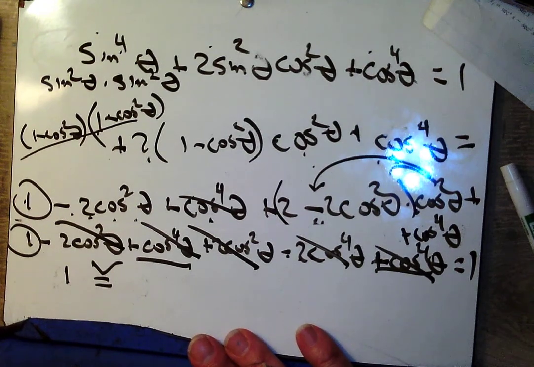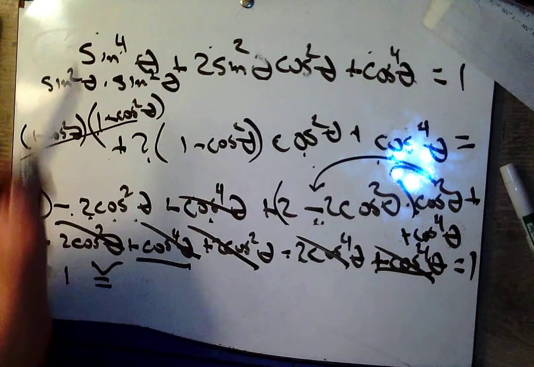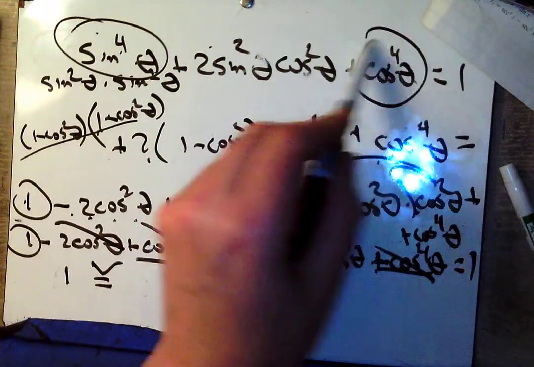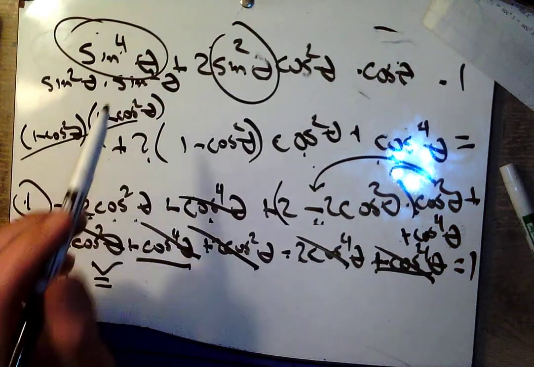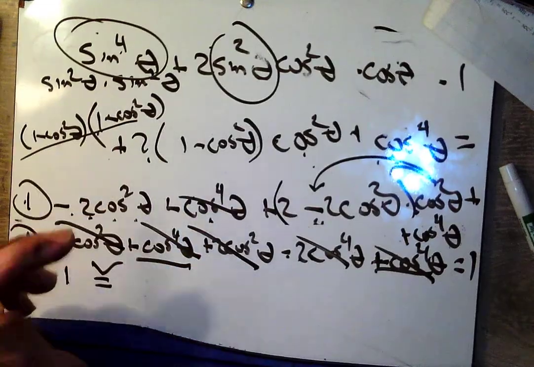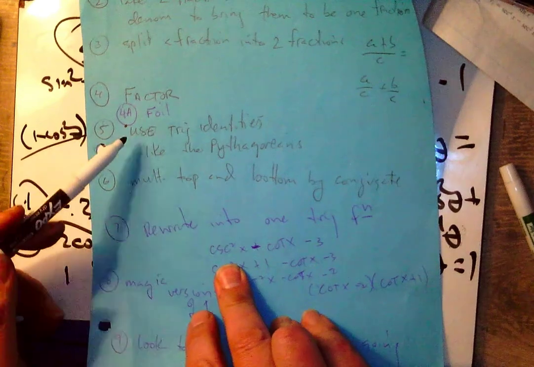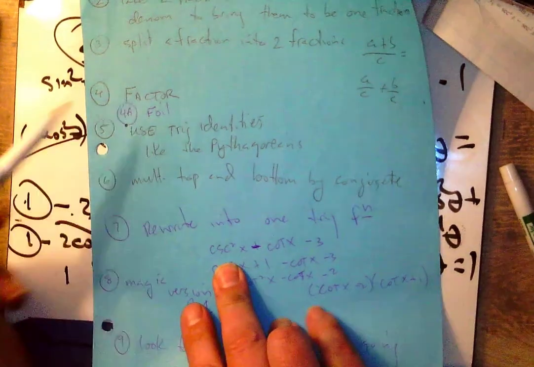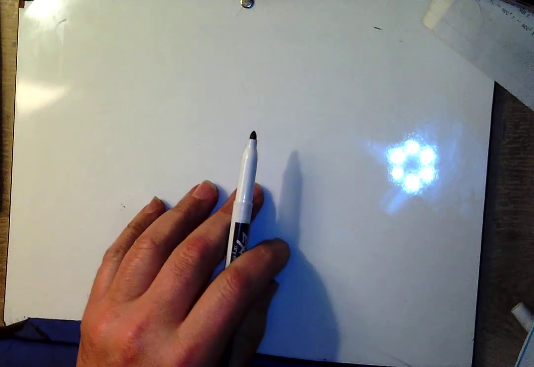I would much rather do it the way I did it, though. But yeah, you can use your identities here, right? Isn't that what we did? We broke this up and broke this up. We broke these up. And we did that strategy where we rewrote this into one trig function. There it is. Rewrite into one trig function by using our identities. Or we could factor, which is what I did at the beginning. Okay, so you may have to actually pull out that strategies list and slowly go through each one until you get to that place where you say, oh yeah, that's what this is.